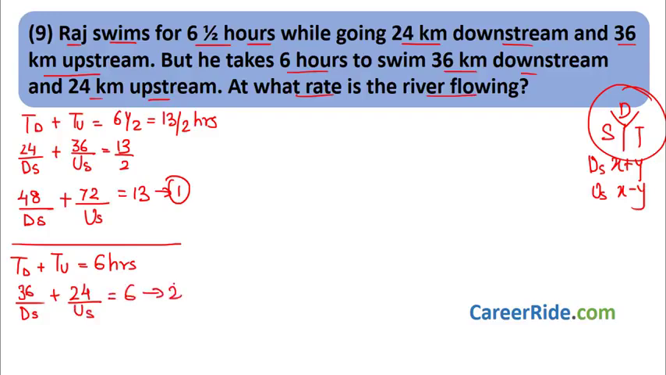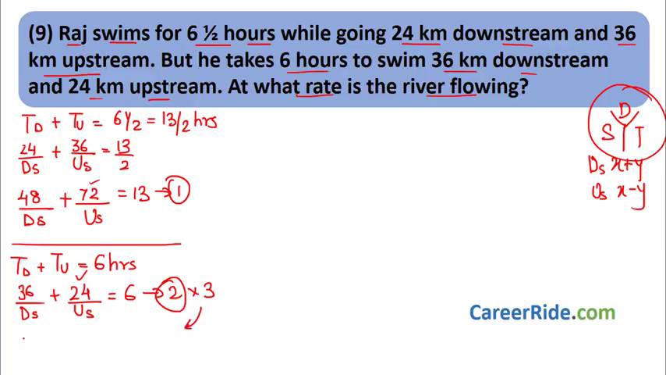This is the second equation. Now we have two unknowns, right? DS and US, that is downstream speed and upstream speed, and we have two equations. So let us eliminate one unknown or one variable. Now over here we see this is 48, this is 36. Over here this is 72 and this is 24. 24 into 3 is 72, so we will get these two equal, right? So let's multiply equation number 2 by 3.